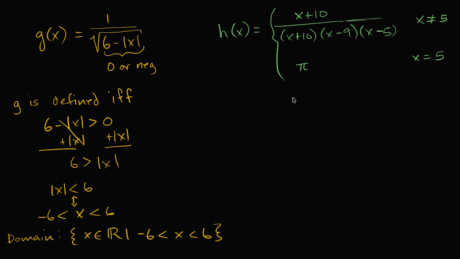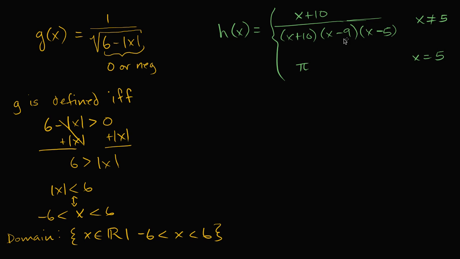So let's think about it. What would make h not defined? If x is anything other than 5, we go to this clause. If it's 5, we go to this clause. So in this clause up here, what would make this thing undefined? Well, the most obvious thing is if we divide by 0.